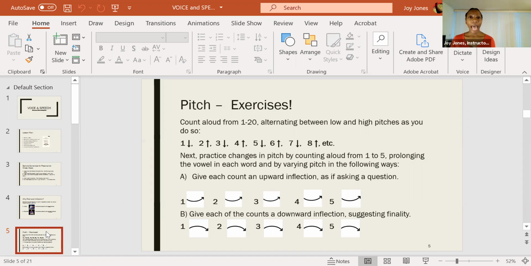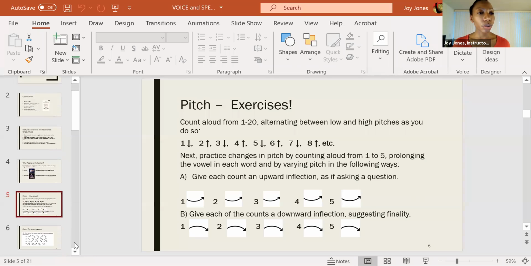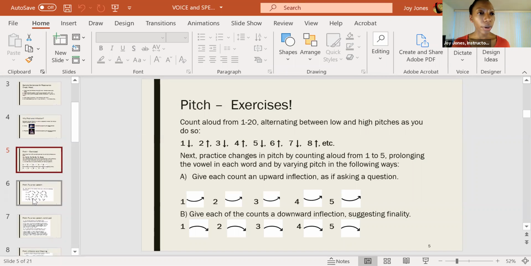5. And then with the B sequence, we'll give each count a downward inflection, suggesting finality. 1, 2, 3, 4, 5. I had to start doing hand gestures because all of a sudden I lost my bearing and couldn't tell if I was going down or not. So if you need hand gestures, feel free.